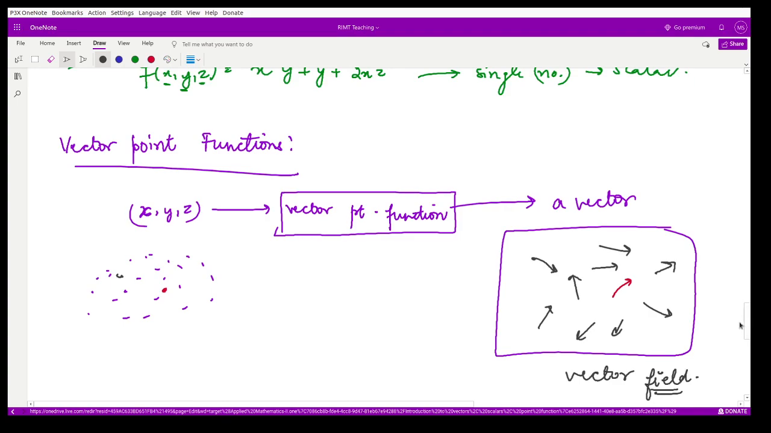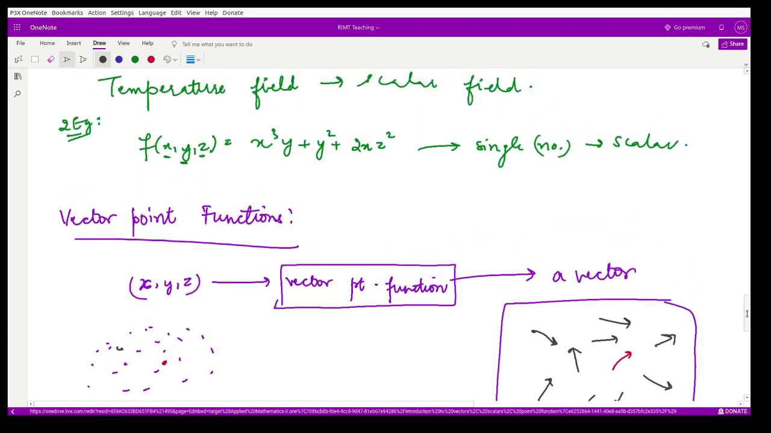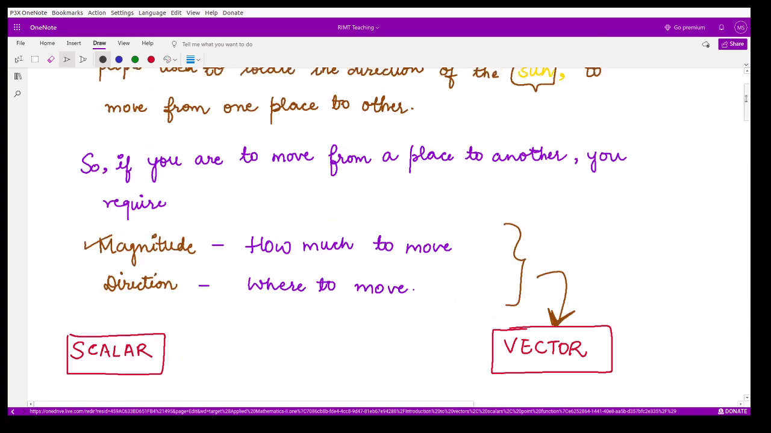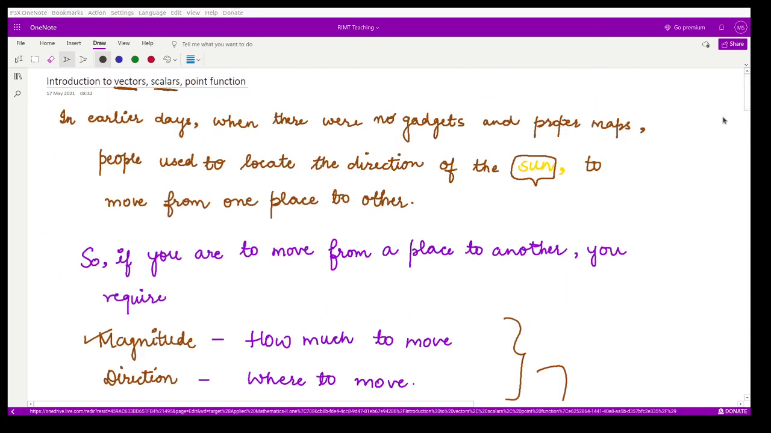So this is about vectors, scalars, vector functions, scalar functions, and scalar point functions, scalar fields, and vector point functions, vector fields.